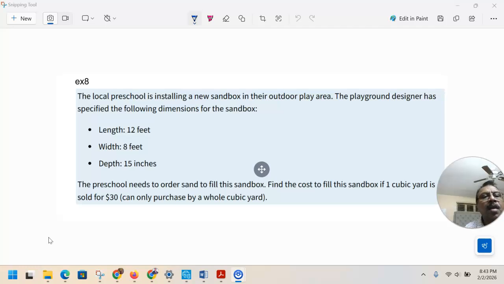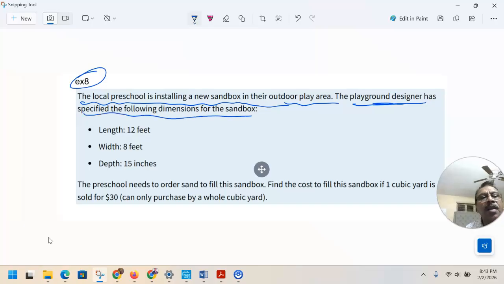Okay, in this example number 8, a local preschool is installing a new sandbox in their outdoor play area. The playground designer has specified the dimensions. The length is given, width is given. Can you see this? These are already given in feet. Let's say the length is 12 feet, and 8 feet is the width.